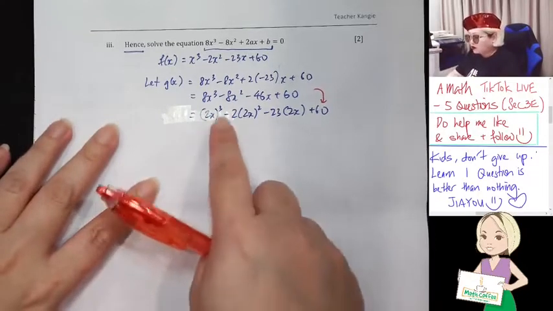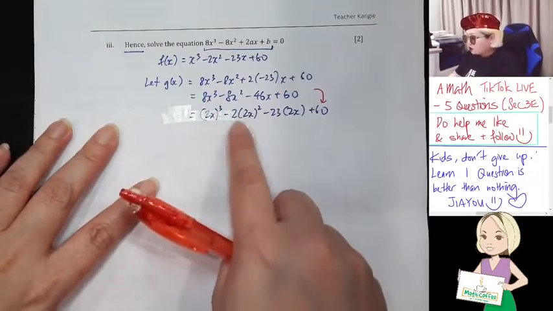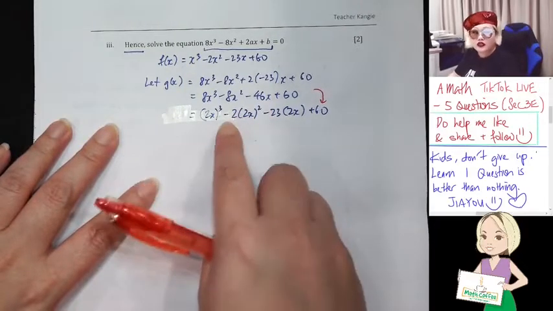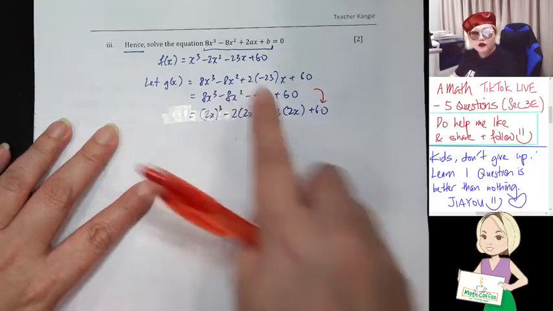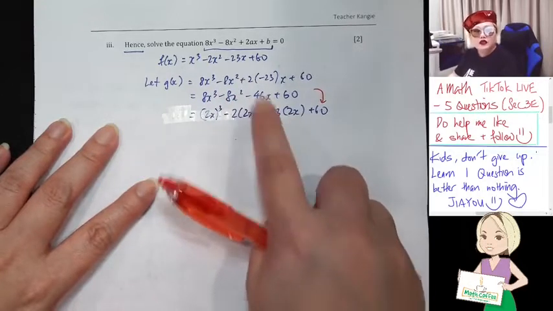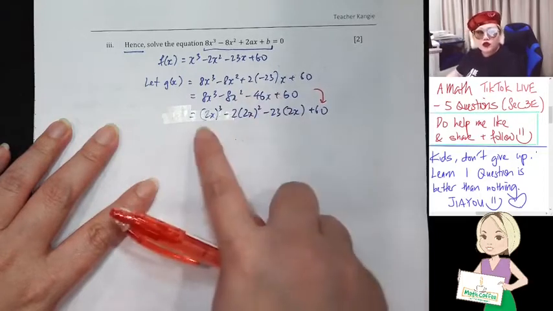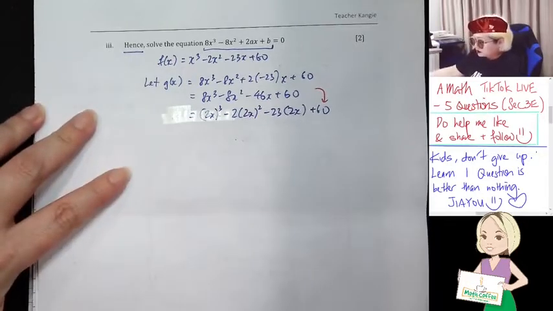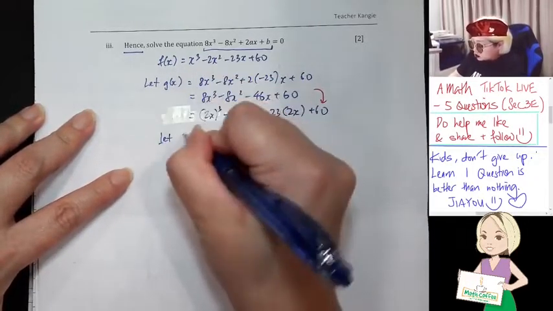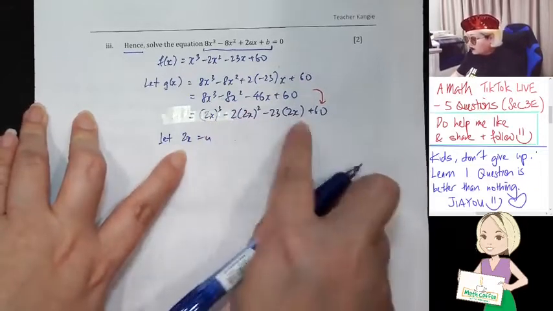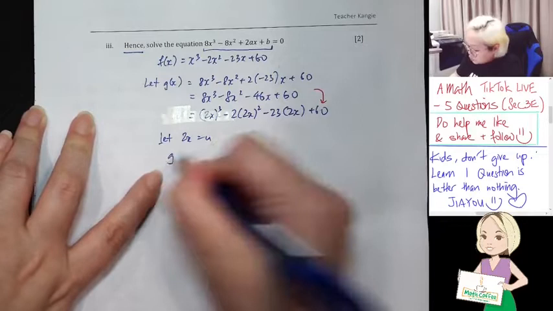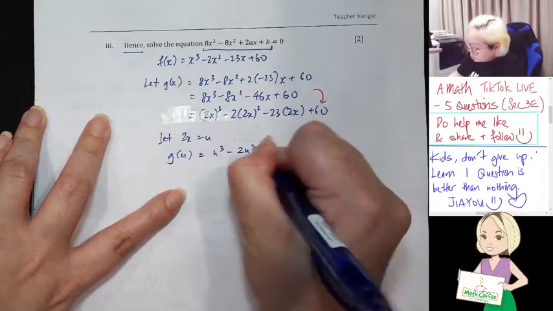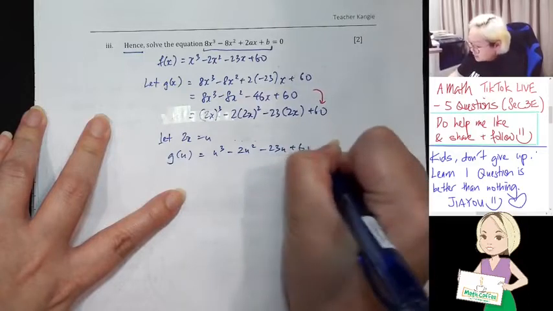Because (2x) cubed gives me 8x cubed. Minus 2 bracket (2x) squared. See, this is 4x squared. 4x squared multiplied by negative 2 is still minus 8x squared. Minus 23 times 2x is still minus 46x. So you can see that it is still the same, but I put it in terms of 2x. Then now you let the 2x equal to u, correct? This one becomes u. So my g(u) now becomes u cubed minus 2u squared minus 23u plus 60.